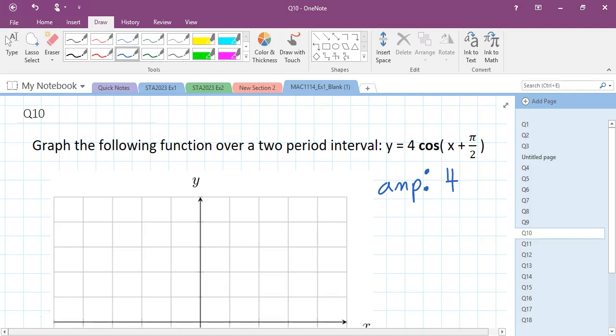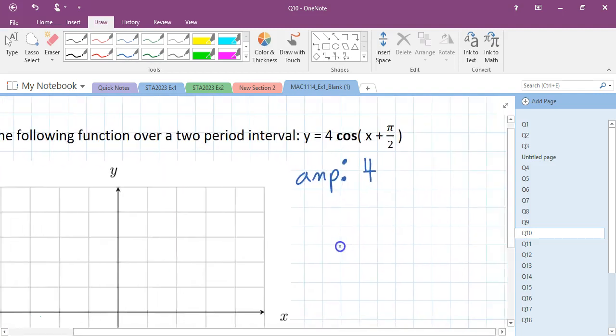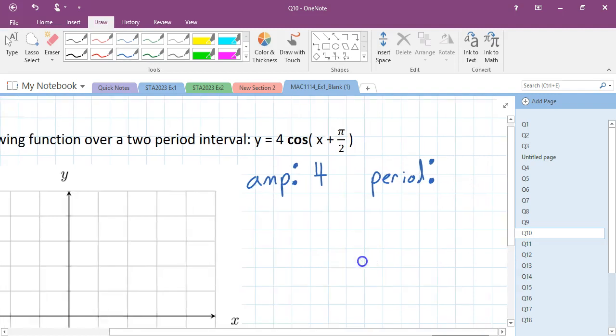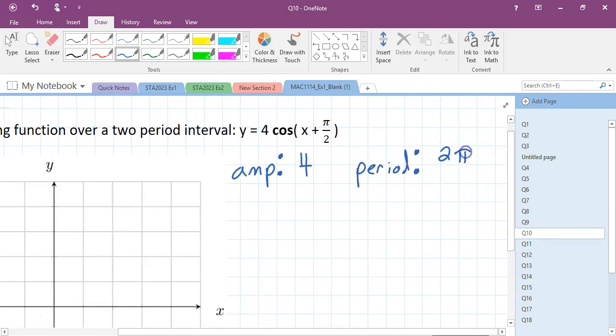Then right next to this, it asks about the period. We've been talking about the period for a little bit. How do we find the period? 2 pi over b. Good. That's the one we found for cosine, because cosine has a period of 2 pi. So what is our b value? B is 1, and the period is definitely 2 pi.